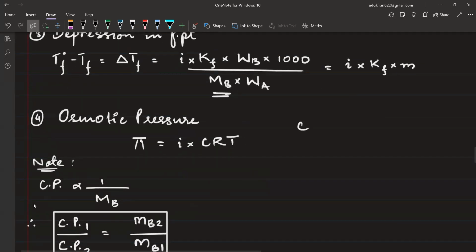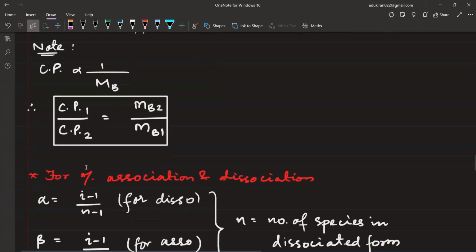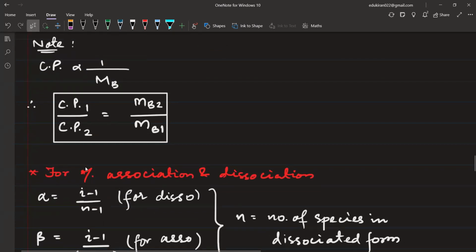If you see here we have concentration, which is equal to the number of moles divided by the volume of solution. Number of moles is equal to the mass of solute divided by the molar mass of the solute into the volume of the solution. Again, we have what? Molar mass of the solute in the denominator. That is why colligative property is inversely proportional to the molar mass of the solute. What is this? MB, molar mass of solute. So the ratio of colligative property 1 and colligative property 2 will be equal to the ratio of molar mass of 2 and molar mass of 1.